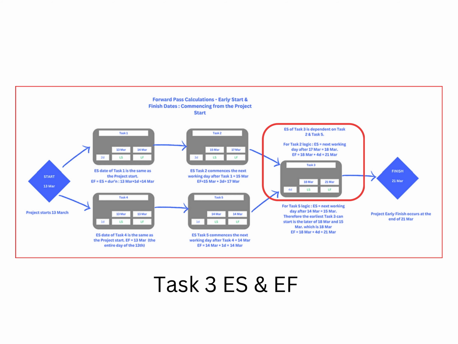Let's move to task number 3. The early start of task 3 is dependent on task 2, the next working day after completion of task 2. As task 2 finishes on the 17th of March, the next available workday is the 18th of March at 8 a.m. Therefore, the early finish of task 3 is the 18th of March plus task 3 duration of 4 days. The early finish of task 3 is calculated as the 21st of March at 4 p.m.